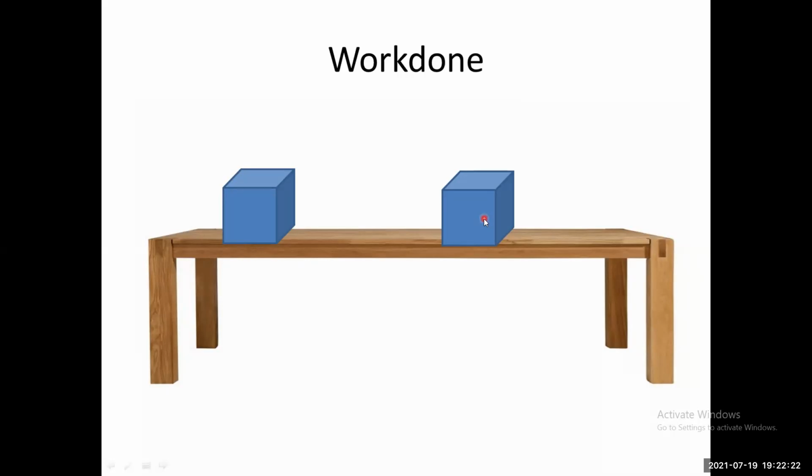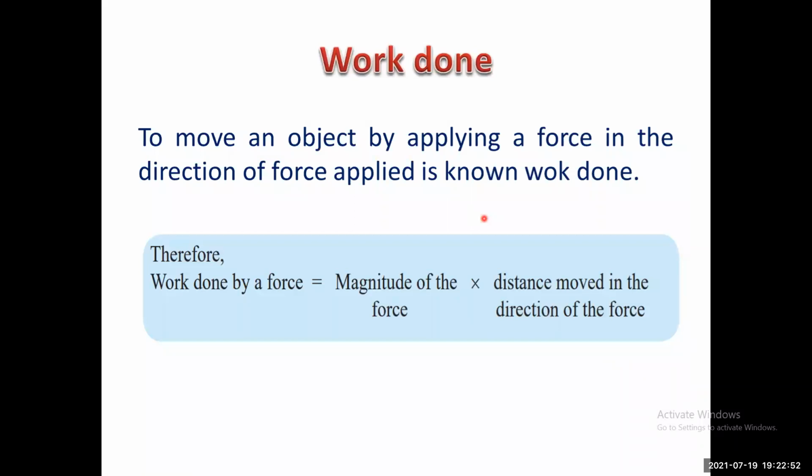So now we can simply say how work is defined. It is moving an object by applying a force, in the direction of the force applied. Here, I move this object by a distance like 1 meter, and we can say this is the work done. This is the definition: moving an object by applying a force, in the direction of the force applied, is known as work done.